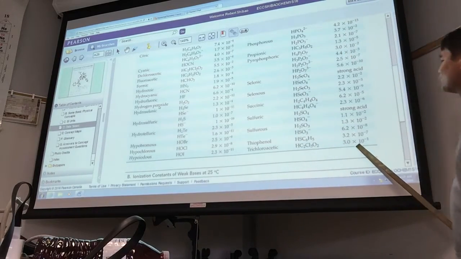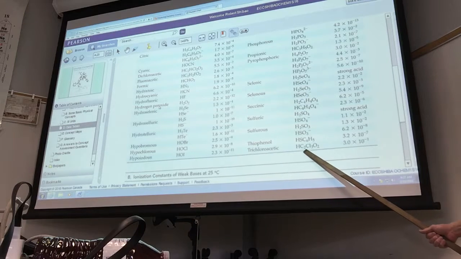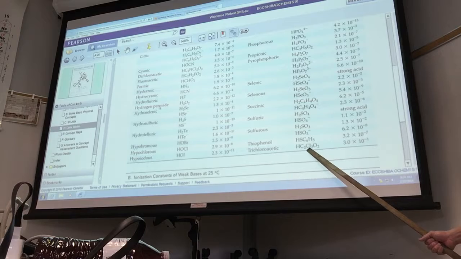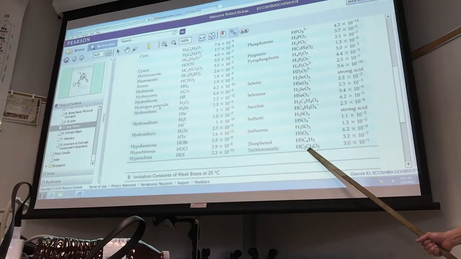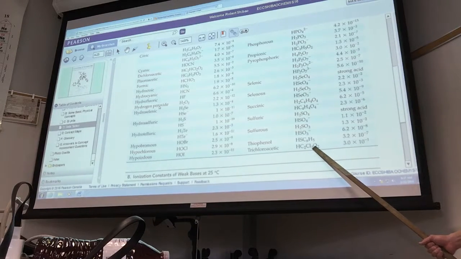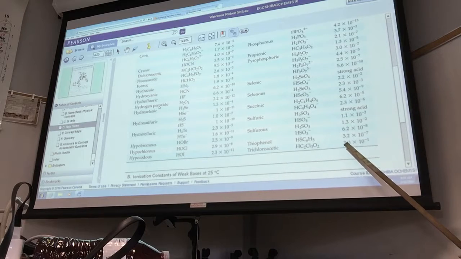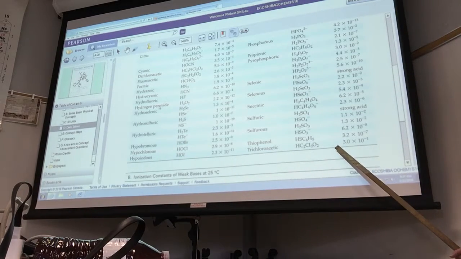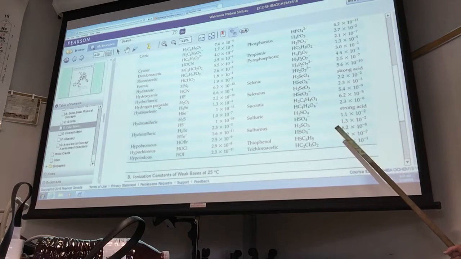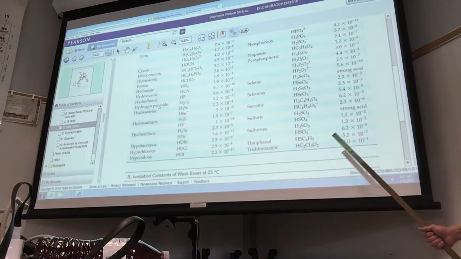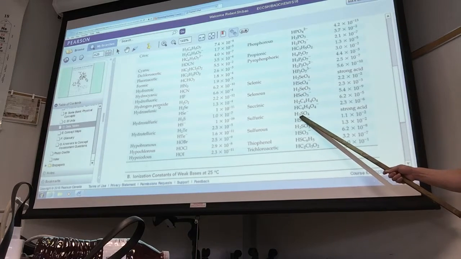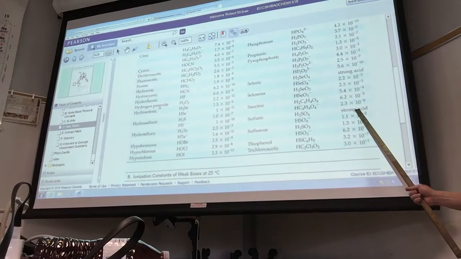Oh, here's 10 to the minus 1. Trichloroacetic acid, 10 to the minus 1. Some people group trichloroacetic acid with the strong acids. Actually, it's fairly large. 0.3 is the Ka. So it generates a significant amount, but it's not like 100%. So we're going to get a lot of hydronium here. Like sulfuric acid, there's no Ka value there.